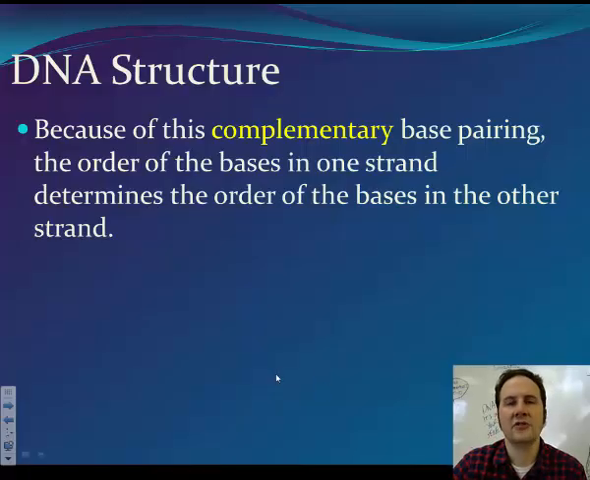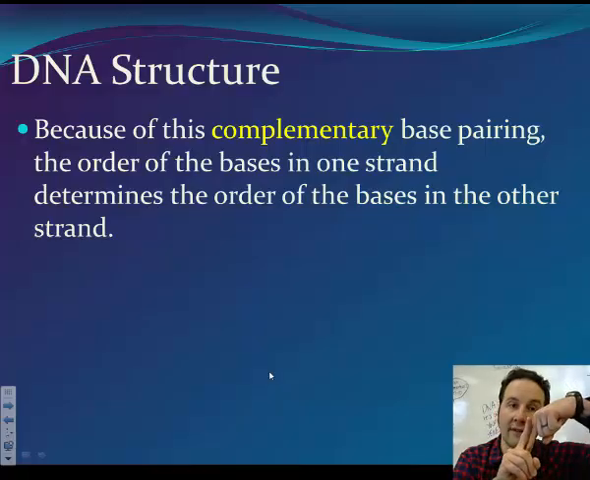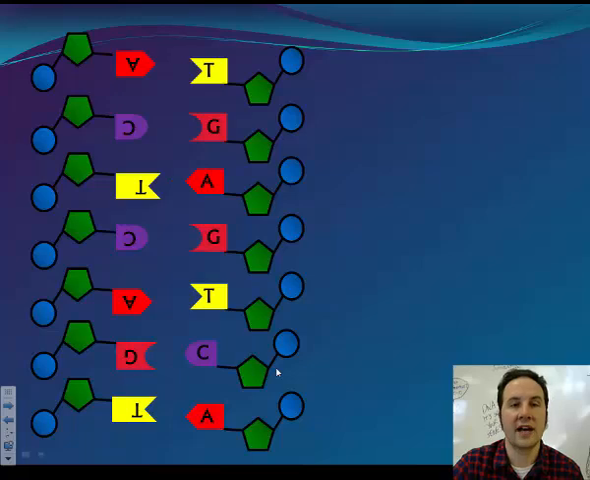We call it complementary because every time we see an A, we know that on the opposite side is going to be a T. Every time we see a G, we're going to have a C. Every time we have a T, we're going to have an A, and every time we have a C, we're going to have a G. So then what we can do is if we know one half of the DNA, we automatically know the other half. So let's give this a try here.